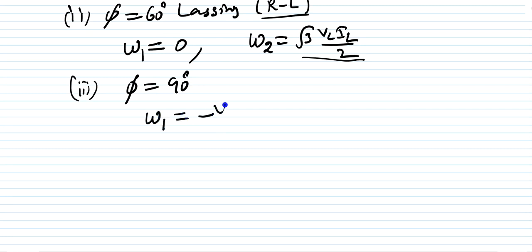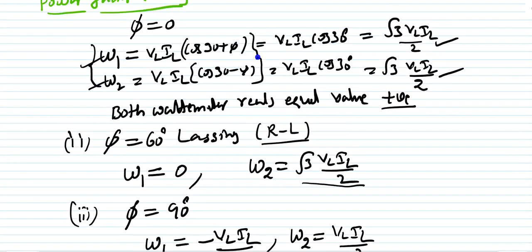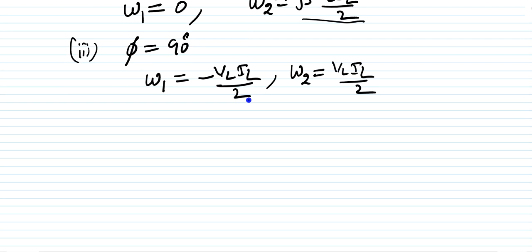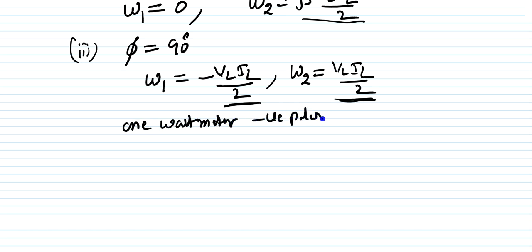Then W1 is going to come minus VL IL by 2, and W2 is going to come here VL IL by 2. So I am applying these two equations, and I am getting these two values, minus VL IL by 2 and VL IL by 2. It means that the magnitudes are the same for W1 and W2, but one wattmeter is going to show the negative polarity. So this is another observation we have made by varying the power factor.